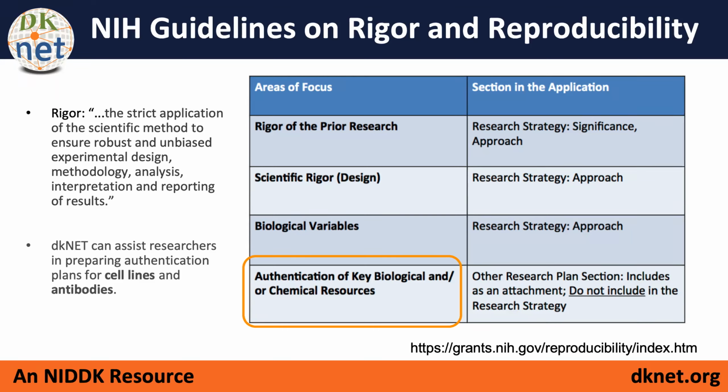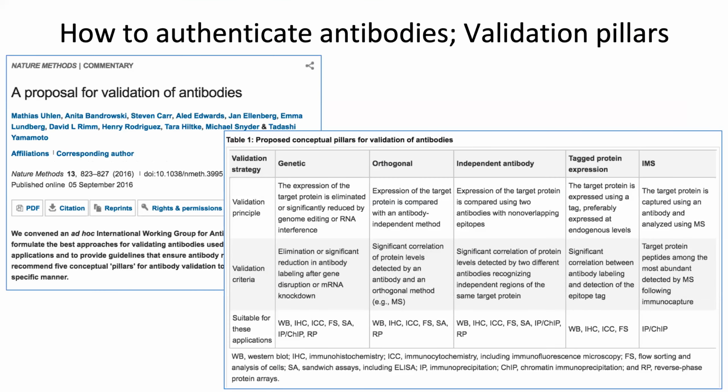And as part of new NIH proposal guidelines, researchers are meant to provide a plan on how they're going to authenticate their key biological and chemical resources. And so this is a separate section within a research proposal. And there are a number of sort of pillars for validation, for example, in the antibodies. So there are a number of guidelines that have been provided. And so this information is some of the information that we provide on our site, to assist researchers.